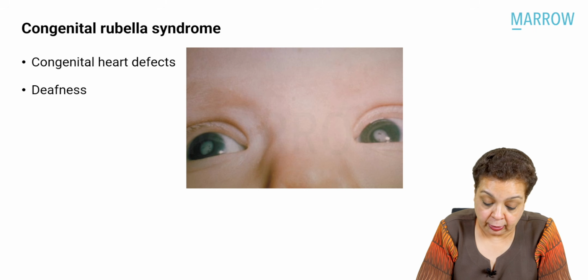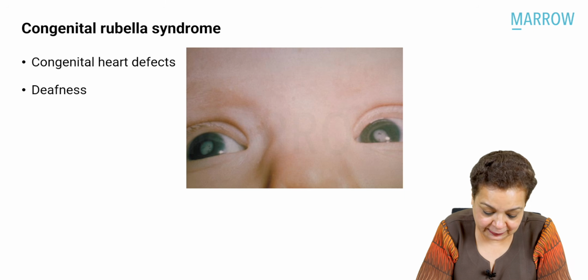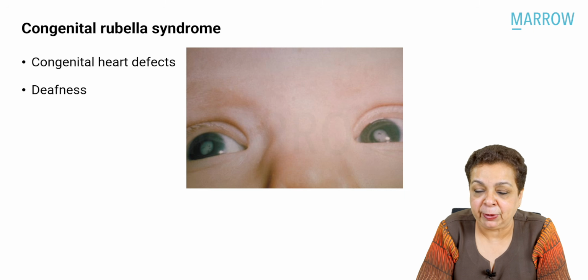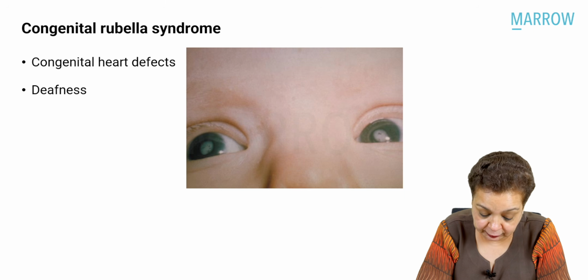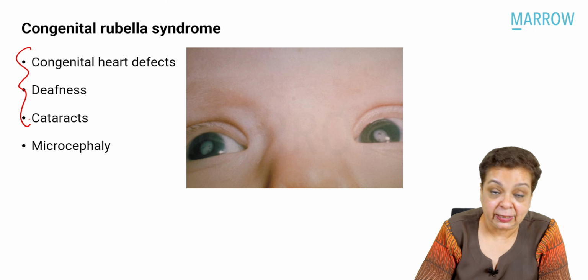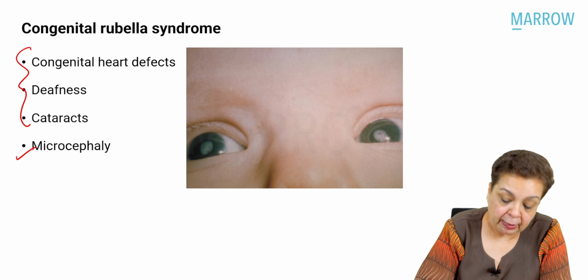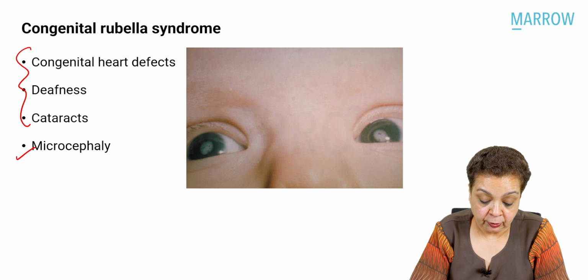Okay. And finally, congenital rubella syndrome, with the characteristic triad CDC: congenital heart defects (patent ductus arteriosus, pulmonic stenosis), deafness, and cataracts. That's how I remembered it in my undergraduate days, Center for Disease Control, CDC, along with microcephaly. Okay.